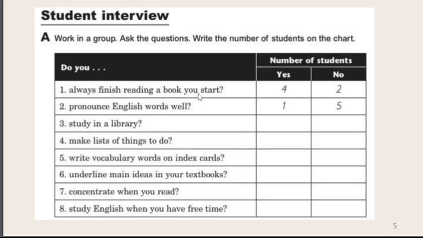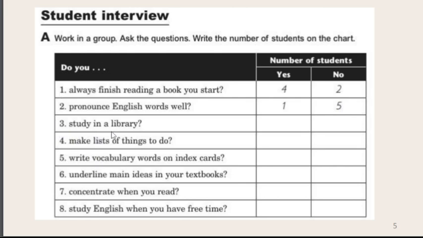Let's look at the first question. Do you always finish reading a book you start? Number of students said yes, 4. Number of students said no, 2. Okay, number 2. Do you always pronounce English words well? 1 under yes, 5 under no.